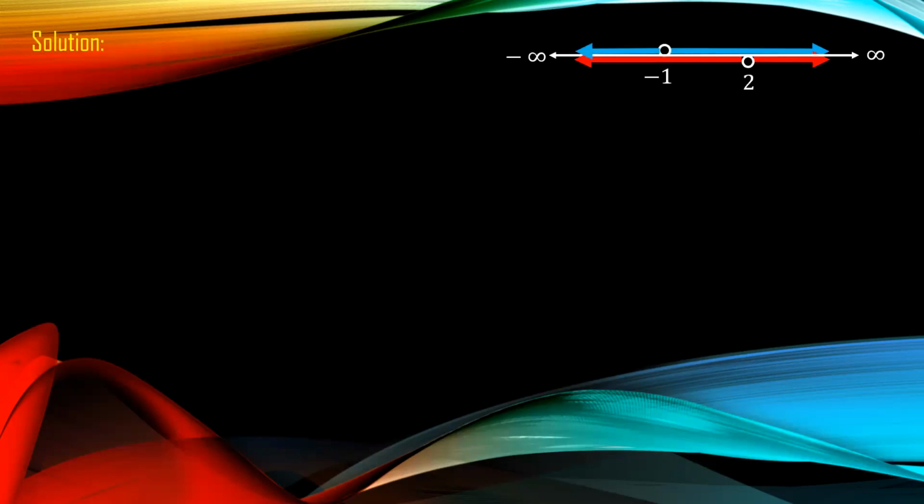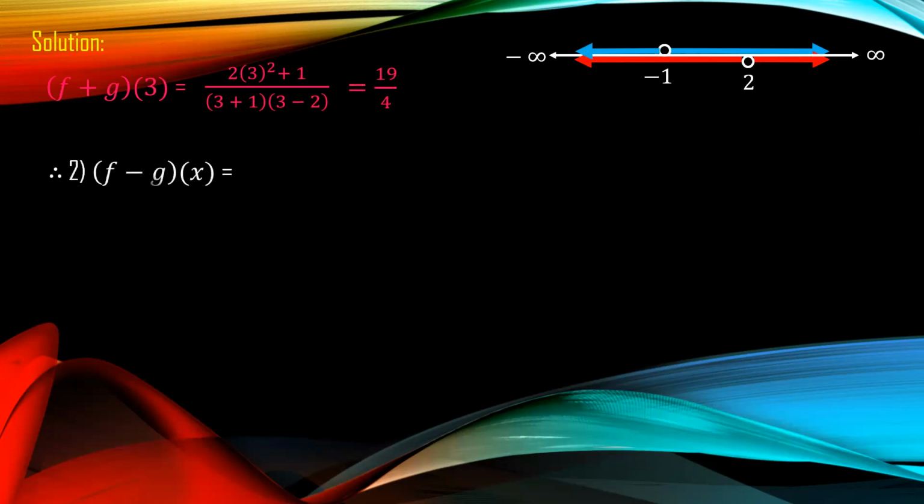Number 2, to find the value of f plus g of 3, 3 belongs to the domain. So it is equal to 2 times 3 power 2 plus 1 over 3 plus 1 times 3 minus 2. And in the simplest form it equals 19 over 4.